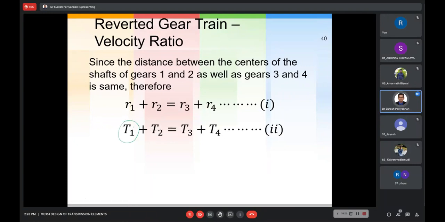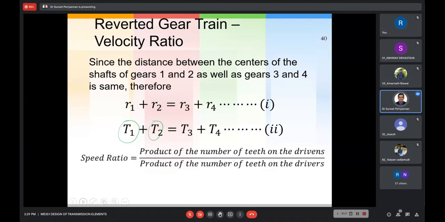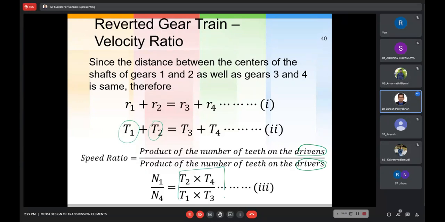Now T1 plus T2, number of teeth, is similarly equal. Now finally, the speed ratio is the product of the number of teeth on the driven gears divided by the product of the number of teeth on the driver gears. Finally, we are obtaining it like this only. T2, T4 in even numbers in the numerator, and odd numbers in the denominator in the reverted gear train. This is not a compound gear train.